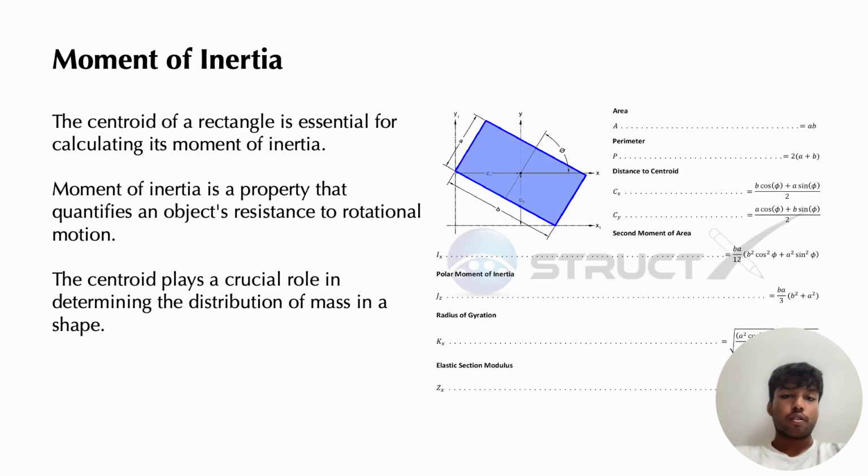Moment of inertia. The centroid of a rectangle is essential for calculating its moment of inertia. Moment of inertia is a property that quantifies an object's resistance to rotational motion. The centroid plays a crucial role in determining the distribution of mass in a shape.